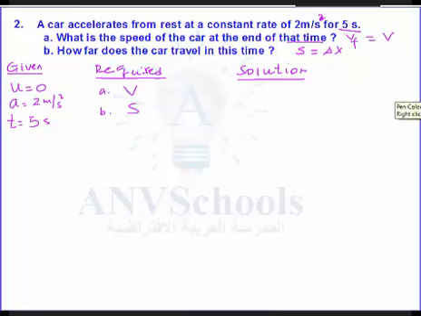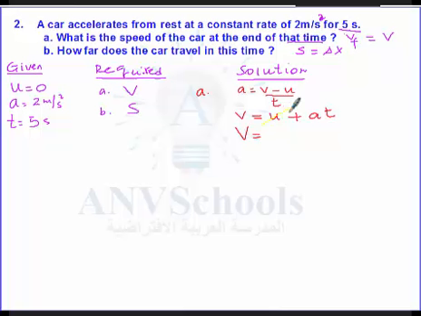To find the final speed, I can use the formula for acceleration. Let's solve A. Acceleration is given by final speed minus initial speed divided by t, and cross multiplying this, we get the final speed of the object is initial speed plus acceleration multiplied by time. Everything is given. Initial speed is 0. The final speed is asked, and we know that acceleration is 2 meters per second squared and t is 5 seconds.